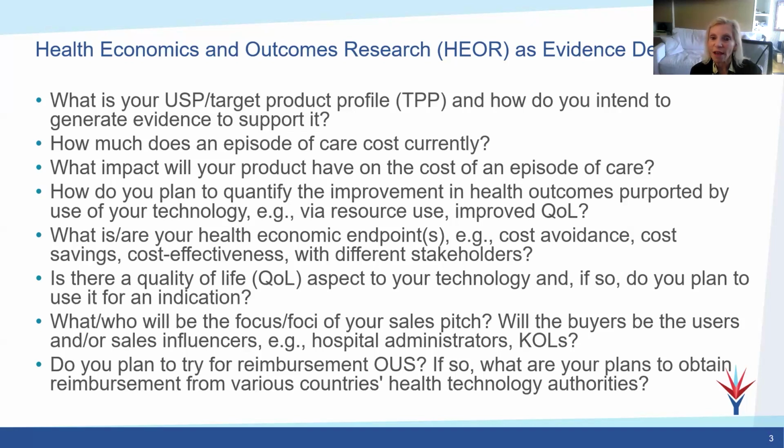How do you plan to quantify that improvement in health outcomes via resource use, reduced hospital days, ability to step down from the ICU, improvement in unscheduled clinic visits, improvement in patient-reported outcomes such as quality of life? What are your health economic endpoints? Is there a quality of life aspect to your technology? And if so, people don't realize, and this is especially the case for oncology technologies, you can get a quality of life indication, but it behooves you to use at least one validated instrument that the FDA prefers to see, so that when you've demonstrated that improved quality of life, you're using the preferred methodology to do that.